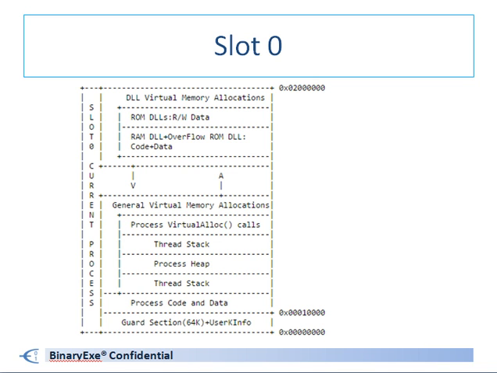And then you can see the process code and data, then heap memory and other things. The most important part here is the ROM DLLs, read write data, and RAM DLL. So these are also part of the process. As you know, if you have a DLL, it will load in the addresses of the process. The beauty of a DLL is that it will load only once and will be used by various processes.